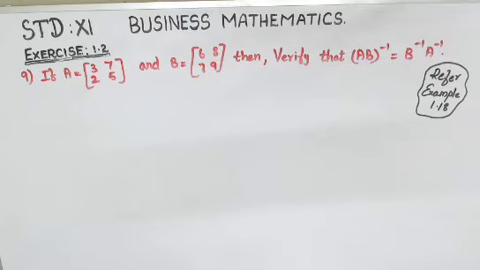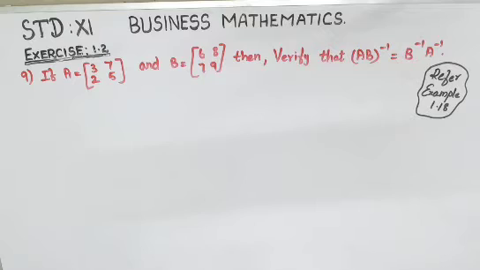Standard 11th Business Mathematics, Exercise 1.2, 9th question. If A is the given 2 by 2 matrix and B is another given 2 by 2 matrix, then verify that (AB) inverse is equal to B inverse A inverse. Same as the earlier question, you will have it in your Example 1.18. Just refer to that and see.